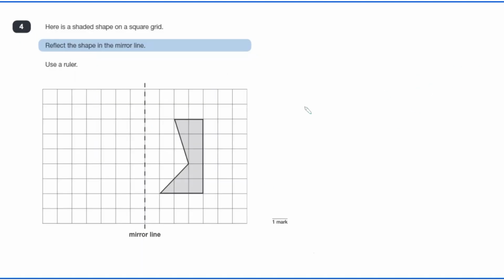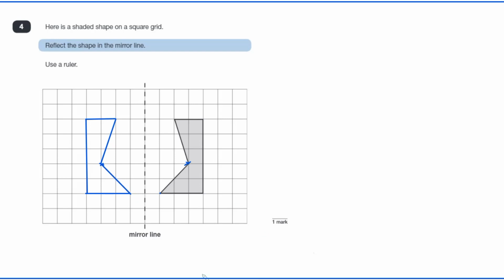Let's look at question number 4. Here is a shaded shape on a square grid. Reflect the shape in the mirror line. Use a ruler. So we are going to reflect this one. How to do this one? So this point is one space, so here. So here too, we need to go 3 lengths and all the way up to here and 2 lengths, like this. And this one, this point is 1, 2, 3. So this is the point. So here to here we connect and here to here connect.